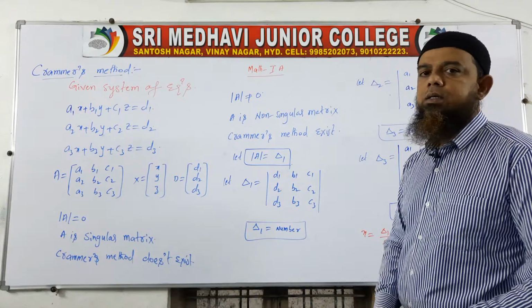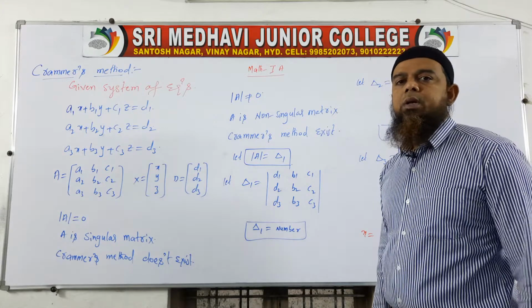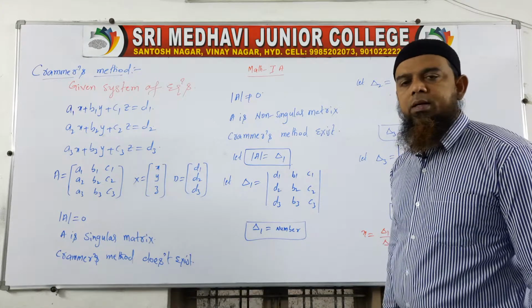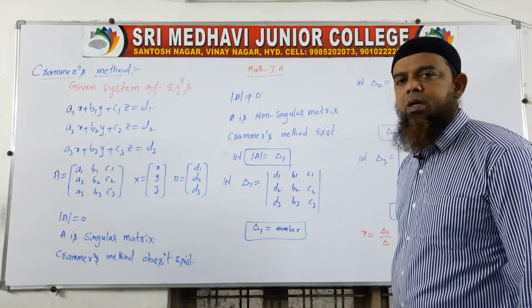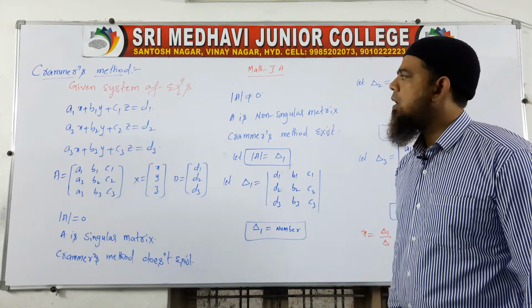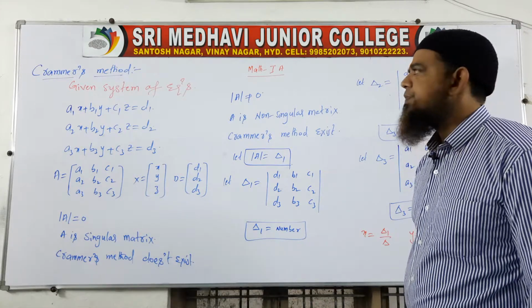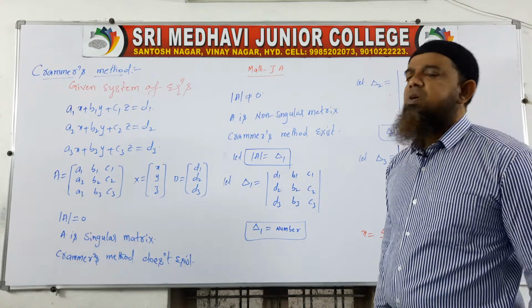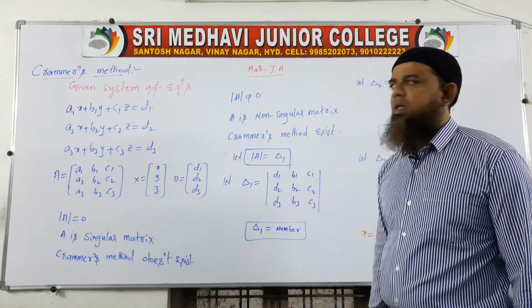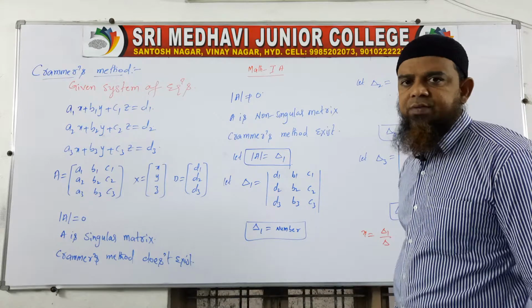As I said in the previous video, how to find the determinant of a 2 cross 2 matrix, and at the same time how to find the determinant of a 3 cross 3 matrix. Now, depending upon the determinant concept, we are doing the first 7 marks problem, that is Cramer's method. That is the first 7 marks.